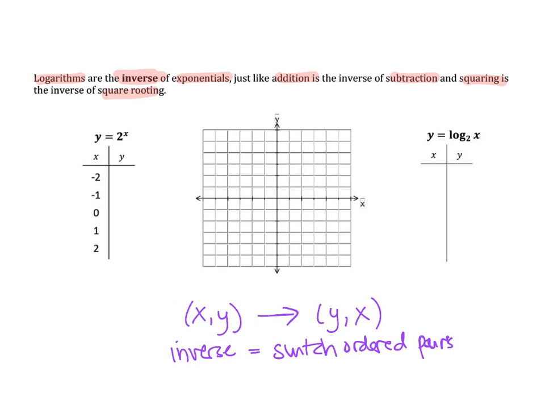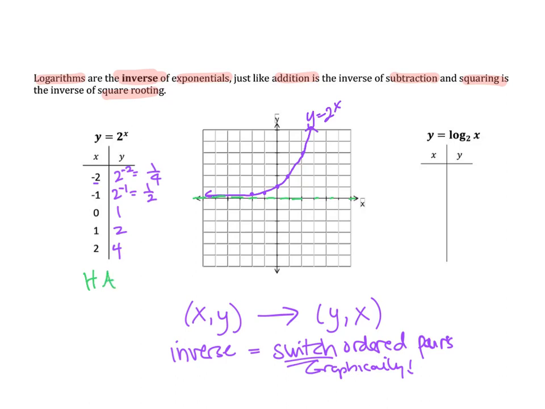So the inverse for logs and exponentials is you just switch the ordered pairs graphically. So here, 2 to the negative 2 power is 1/4, 2 to the negative 1 power is 1/2, 2 to the 0 power is 1, 2 to the 1 power is 2, 2 to the 2 power is 4. So if I graph that, we go negative 2, 1/4, 1/2, 1, 2, and 4. So here is my graph of y equals 2 to the x. Where is my asymptote? I have a horizontal asymptote at y equals 0.